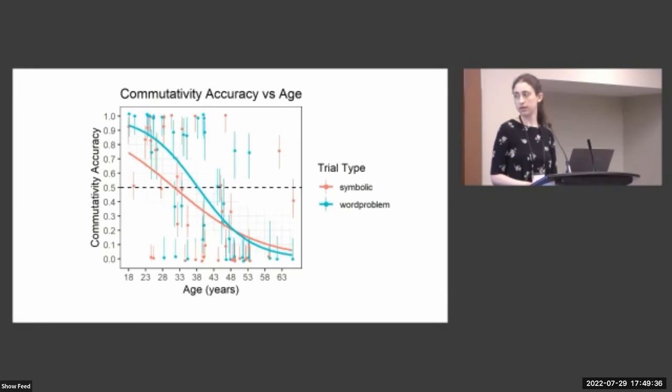So here we see that it appears not to make a difference, and in fact, the older you are, the worse you perform on commutativity. And we think this is probably because the older participants were of school age back when schooling wasn't as formally implemented in the region. So that's why they perform worse on commutativity.